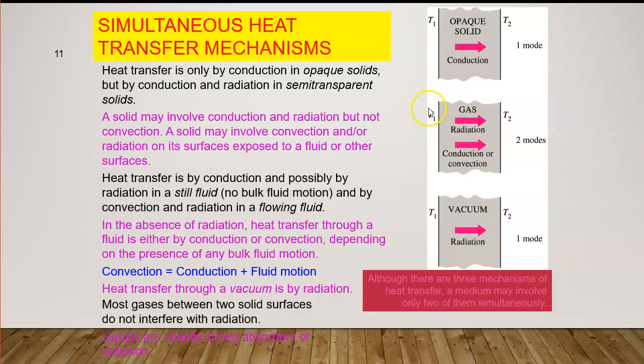Stimulus heat transfer mechanism. For example, we have an opaque solid. This means 100% solid, so it is conduction, one mode. Sometimes we could have gases, where heat is transferred by radiation and conduction or convection. This is two modes. And with a vacuum only, we could only have radiation heat transfer. No solid, no conduction at all.